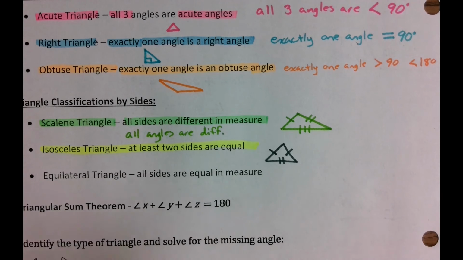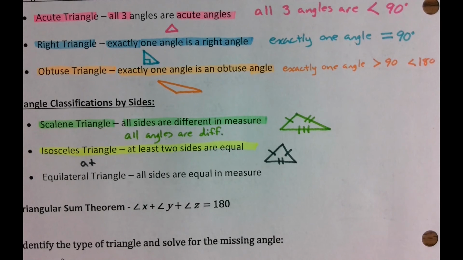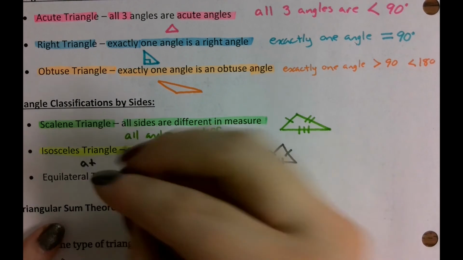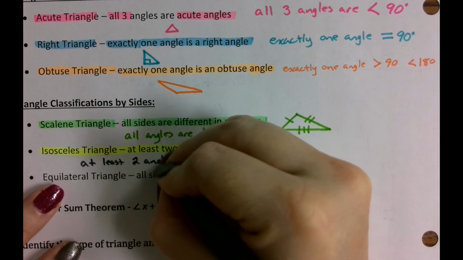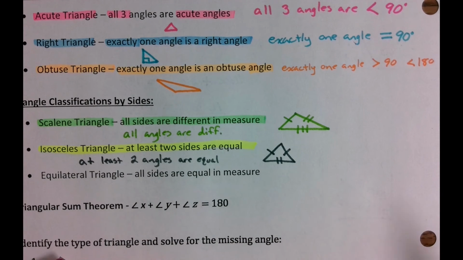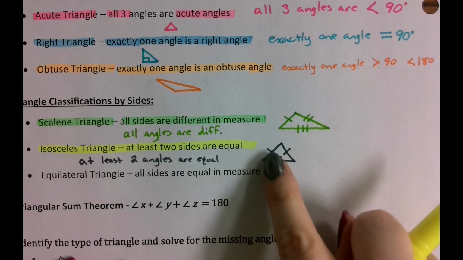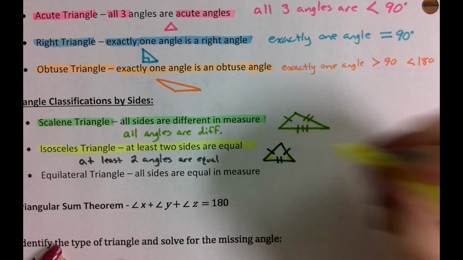Now, if at least 2 sides are equal, then that means that at least 2 angles are equal as well. So just like these 2 sides would be equal, then that means that these 2 angles right here are the ones that would be equal to each other.